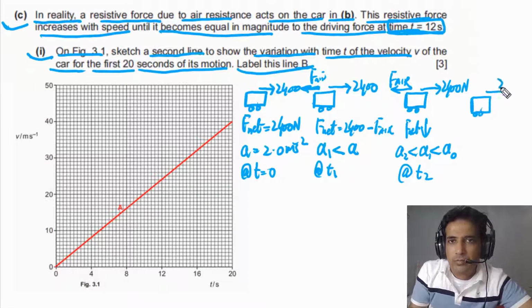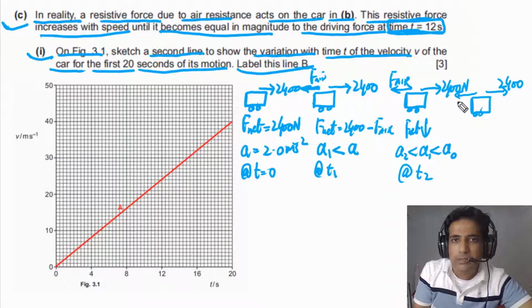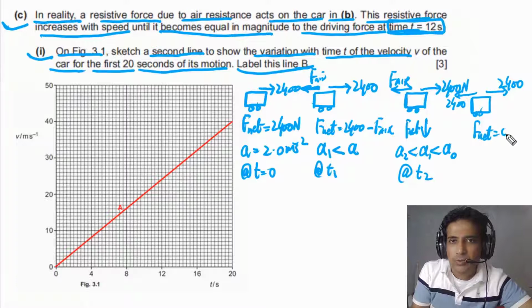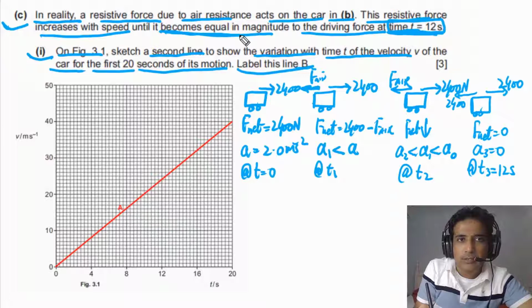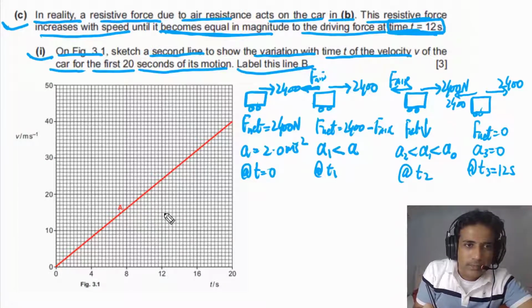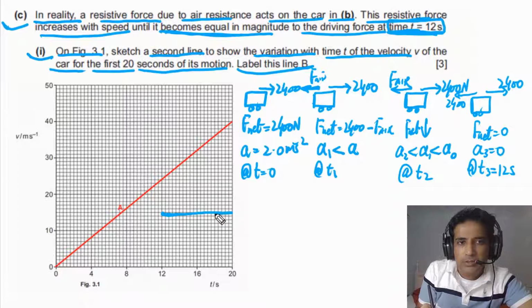And finally, what we will see is this force is 2400 and the air resistance is also 2400. In this case, F net will be equal to 0, so the acceleration A3 will be equal to 0. And this is happening at T3, that is equal to 12 seconds. So at t equal to 12 seconds, these two forces are equal in magnitude. After that, speed is not changing. So simply we have to draw a horizontal line because the speed is not changing after that.